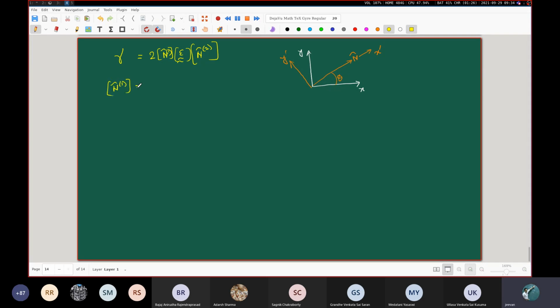n1 hat, that will be just like before, cos theta, sin theta. What will be n2 hat? So n2 hat will be along this y dash direction. What will be n2 hat? Minus sin theta, cos theta. Very good. So basically what we are doing is replacing this thing here by cos of theta plus 90 degrees and this one by sine of theta plus 90 degrees. Correct. And then you just do the calculation.